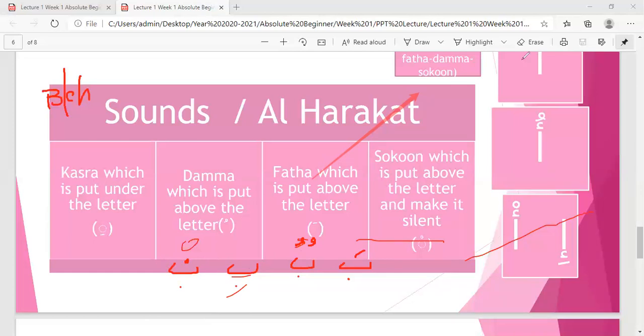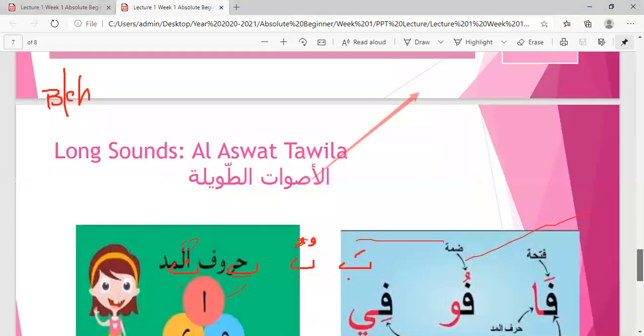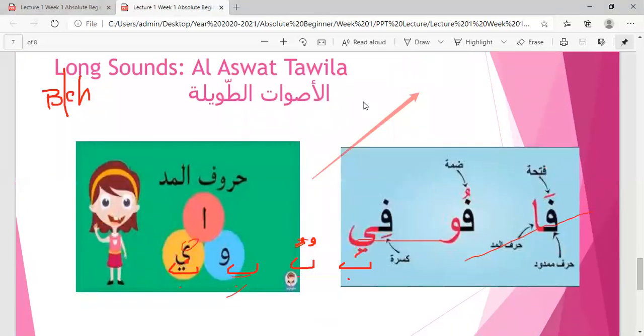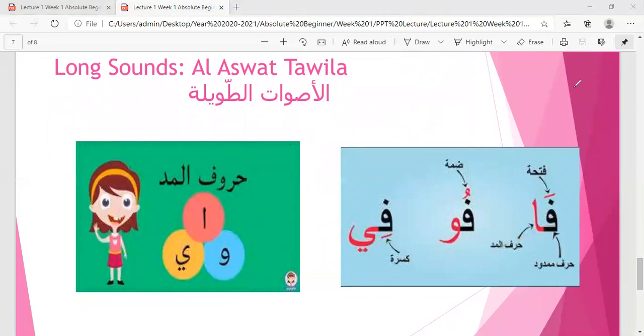Long sounds. Look, Heidi. I have this fatha, short sound, okay? Here I am going to make a long sound. If you say ba plus fatha, ba, that is a short sound. Make a long sound for ba. Ba. Make it long. Ba. Yes.